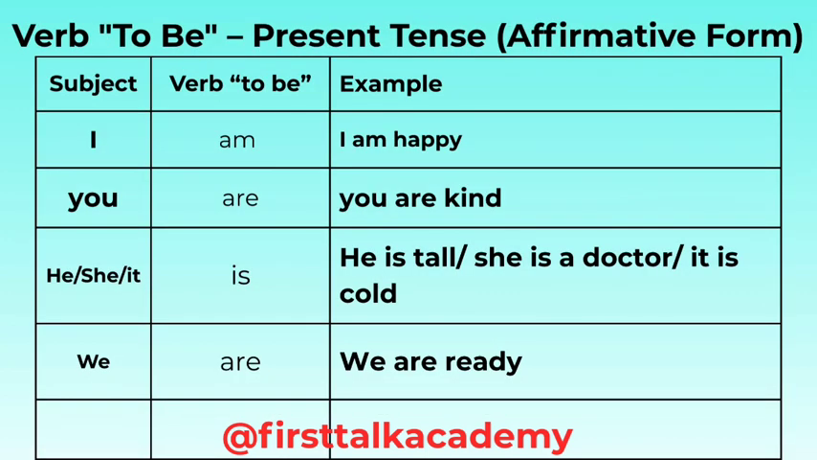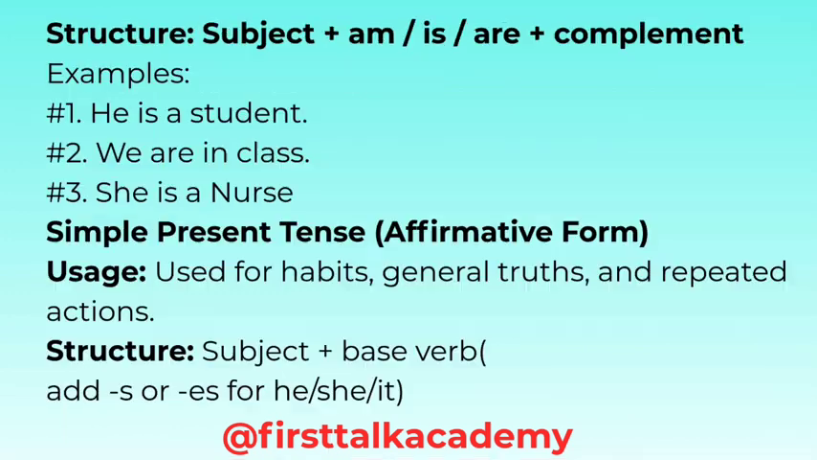Subject plus verb to be. Example: I am happy, you are kind. He, she, it: he is tall, she is a doctor, it is cold. We are ready. Structure: subject plus am, is, or are, plus complement. Examples: he is a student. We are in class. She is a nurse.